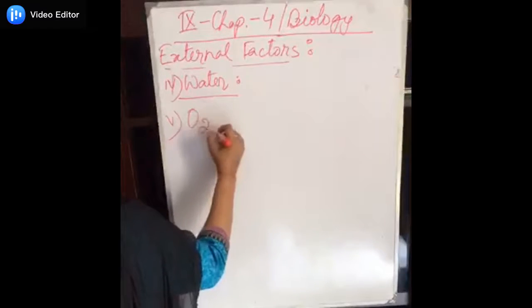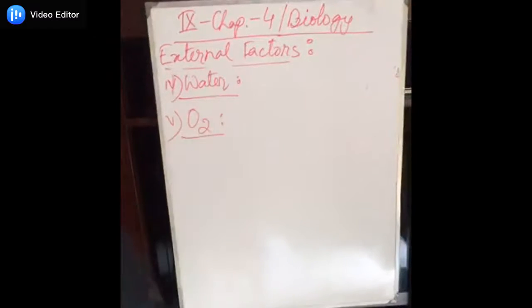Amount of oxygen. What will happen if the amount of oxygen is less or more? Naturally, if the amount of oxygen in the atmosphere is more, it means the amount of carbon dioxide is less. And if the oxygen is less, then the amount of carbon dioxide will be high.